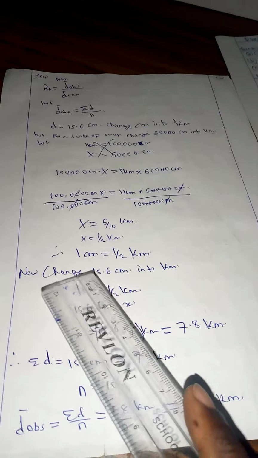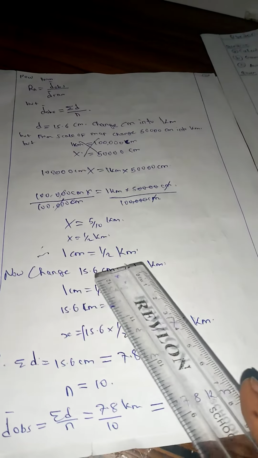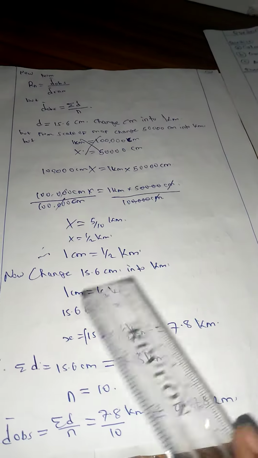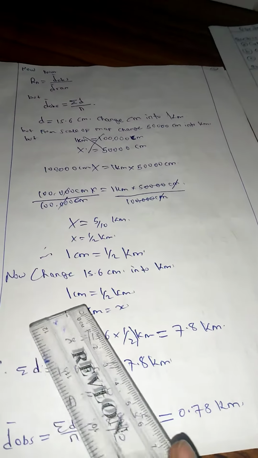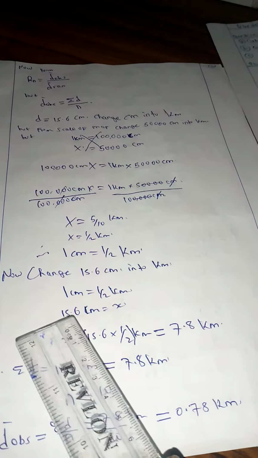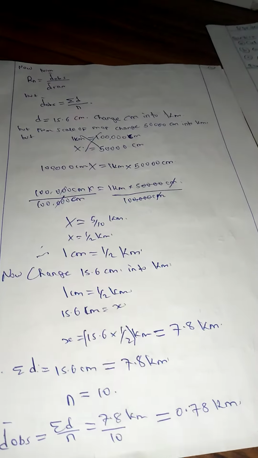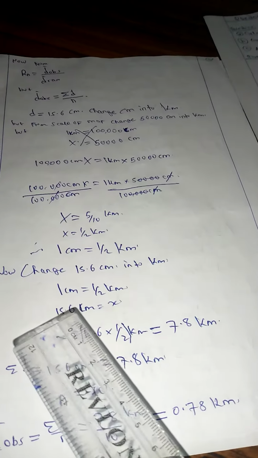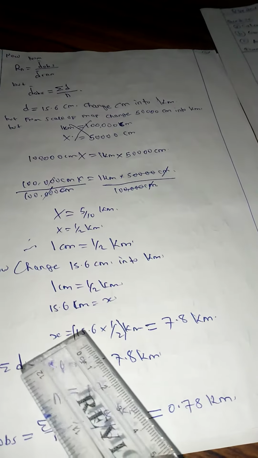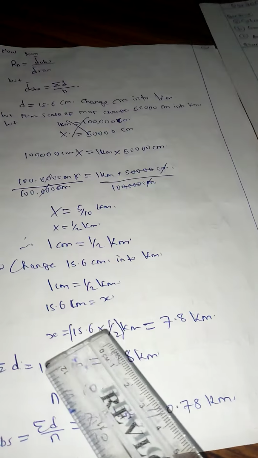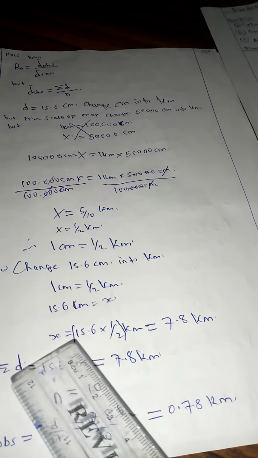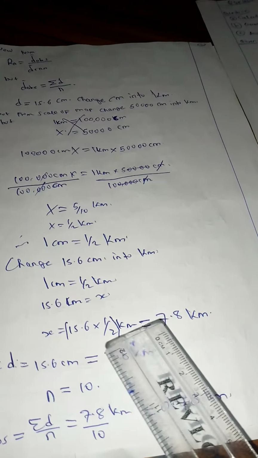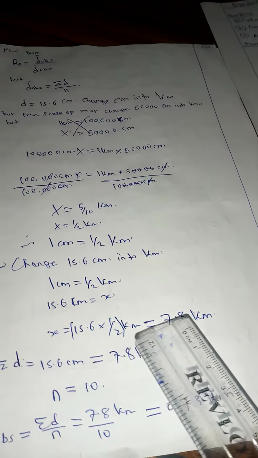Now change 15.6 centimeter into kilometer. 1 centimeter is equal to a half kilometer. That's why it will be how many? If there we have 15.6 centimeter is equal to how many kilometer? Now what are we required? We are required to take this and divide by 2. X is equal to 15.6 times 1 over 2. That is equal to 15.6 over 2, which we get 7.80 kilometer.